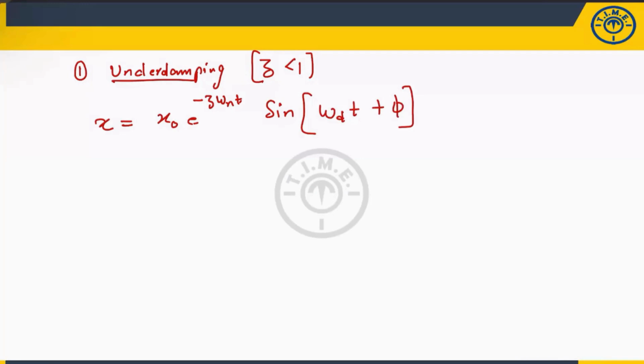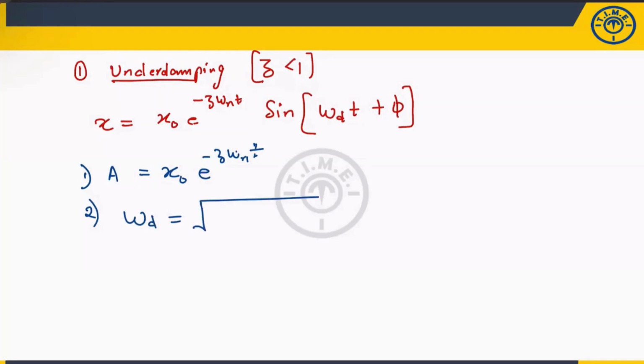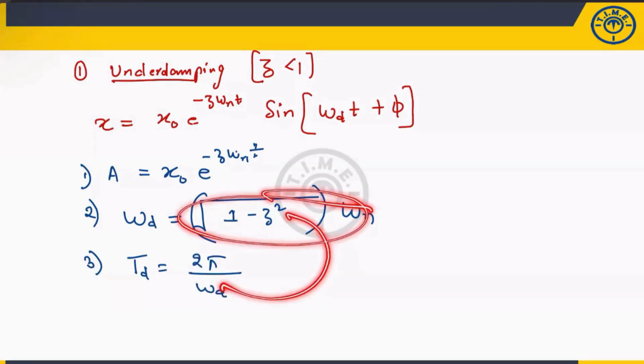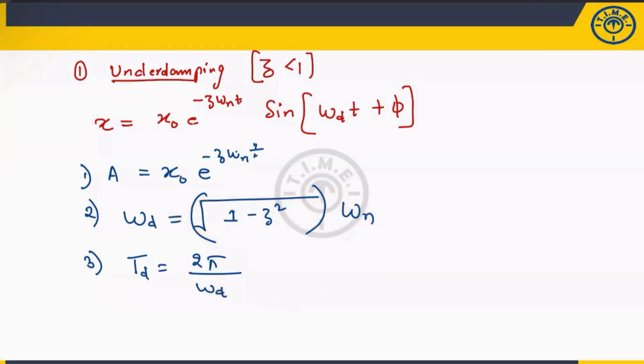Okay. So the first relation, the amplitude, from this equation you can easily tell, is e to the power of minus zeta omega n t. The second is how you will calculate the damped frequency: that is root of 1 minus zeta square times the natural frequency. Third, once you know this, the time period you can also calculate as 2 pi by omega d. I'm not writing omega d because once you get some numerical value, you just put it here and you will get the time period.